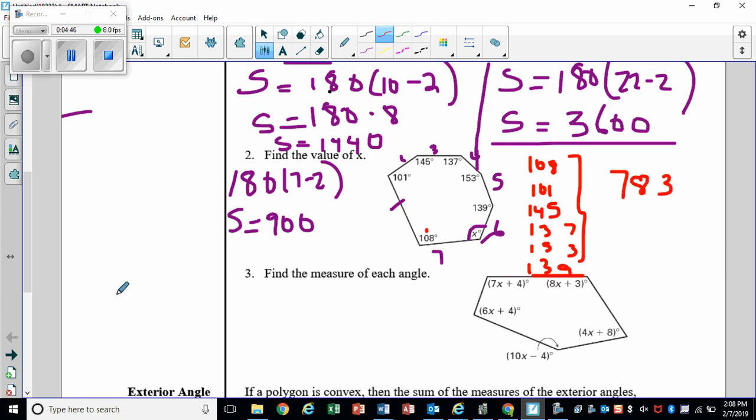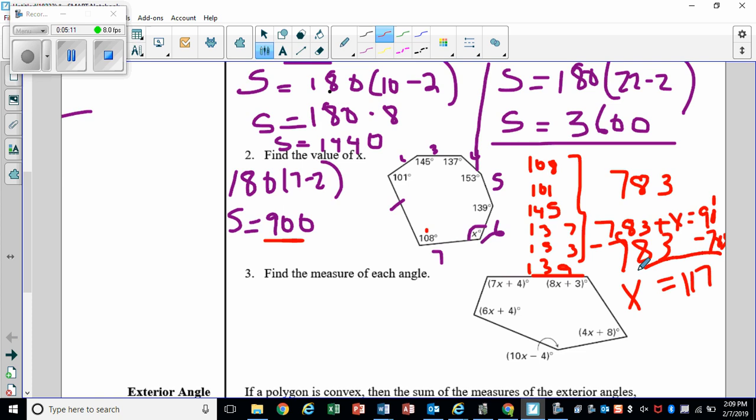Okay, when you add all this up, you get 783. But the whole thing needs to be this number. So what I need to do is 783 plus x equals 900. So we'll subtract 783 from both sides. Okay, so x would give you 117. So that would be the measure of this x here, 117. So now if I add it all together, it should add up to 900.